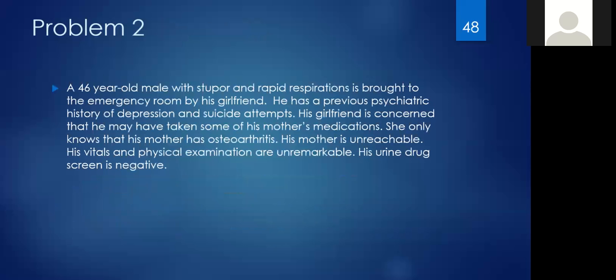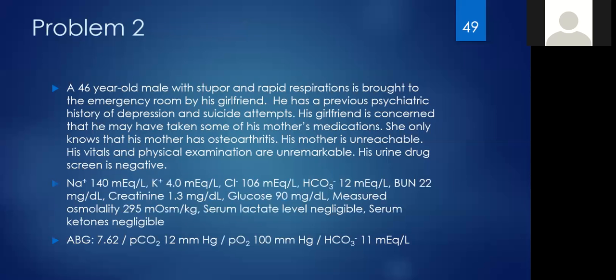Okay, let's go on to problem number 2. So we have a 46-year-old male with stupor and rapid respirations who's brought to the ER by his girlfriend. He has a previous psychiatric history of depression and multiple suicide attempts. His girlfriend is concerned that he may have taken some of his mother's medications, but she's not really sure what it could be. His vitals and physical exam are unremarkable, and his urine drug screen is negative.